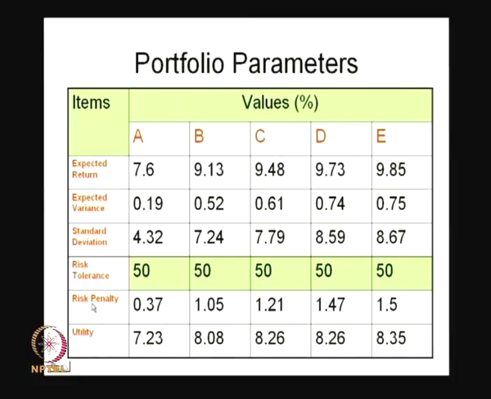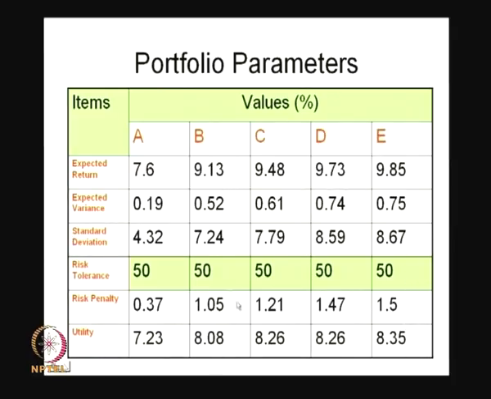Already we have seen that it is 7.6 minus the risk penalty of 0.37, that is 7.23. 9.13 minus 1.05 is 8.08. 9.48 minus 1.21 is 8.26. 9.73 minus 1.47 is 8.26. 9.85 minus 1.5 is 8.35.